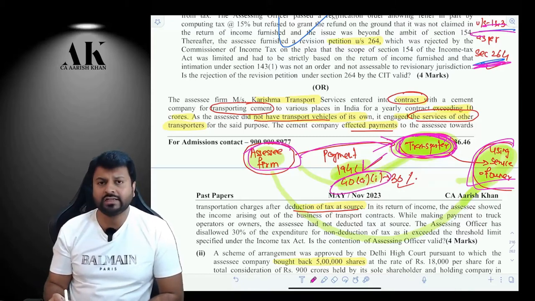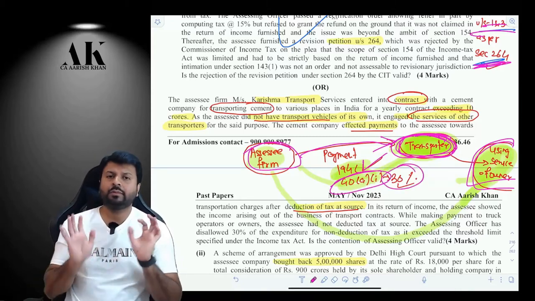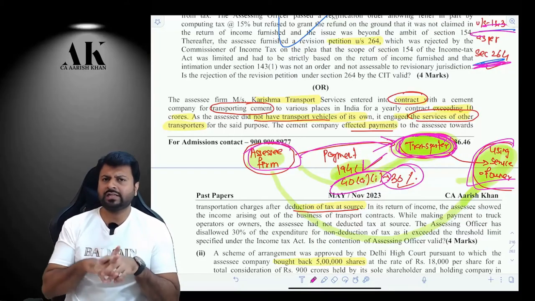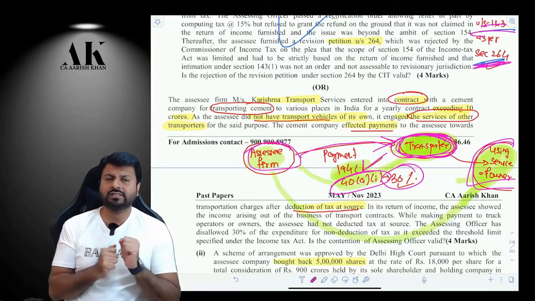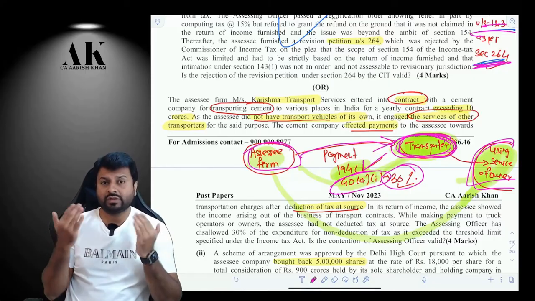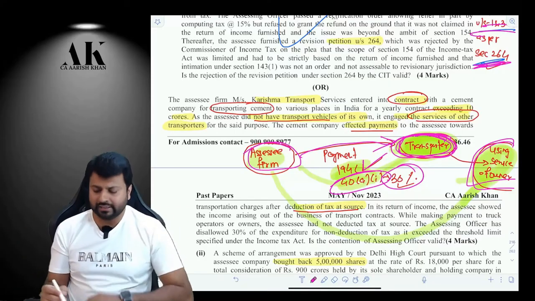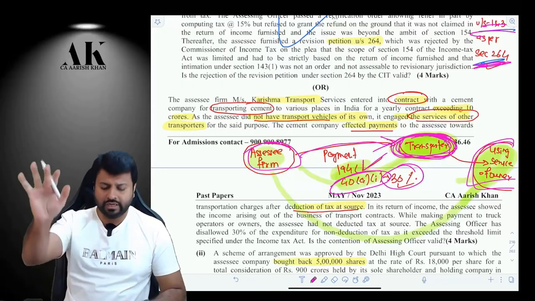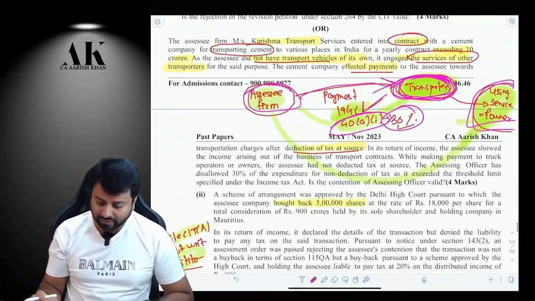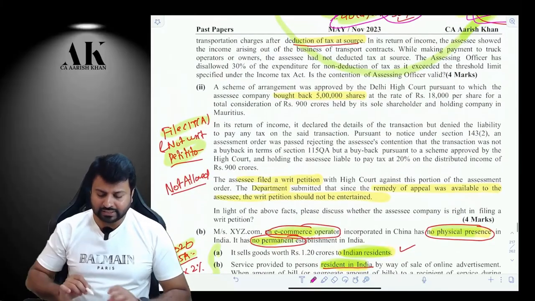If you do not deduct TDS, then it will be subject to 30% disallowance, because in 194C, it is not necessary that the other person should own a vehicle. He can outsource that particular thing to some other person and you can take the services in that manner also. In that case also, it will be subject to what? TDS under 194C. Okay.